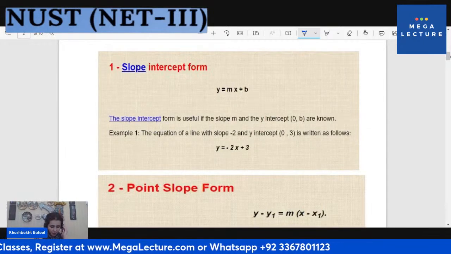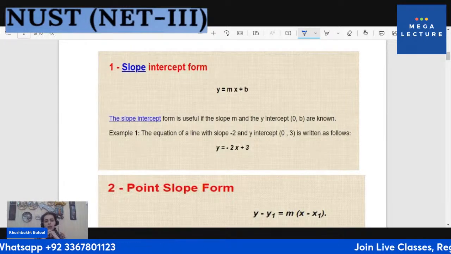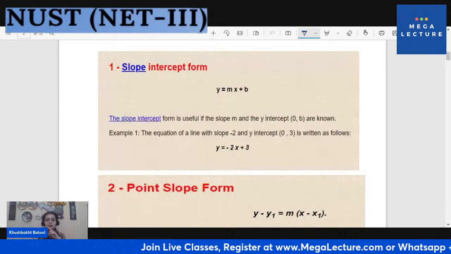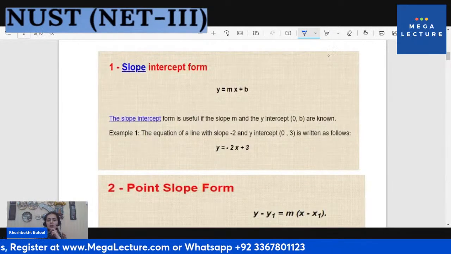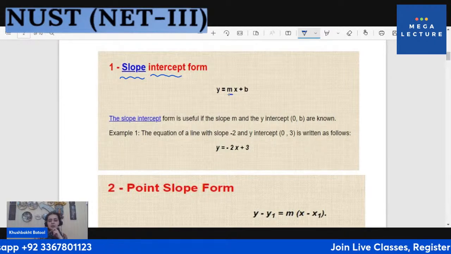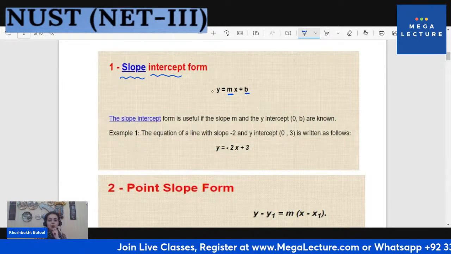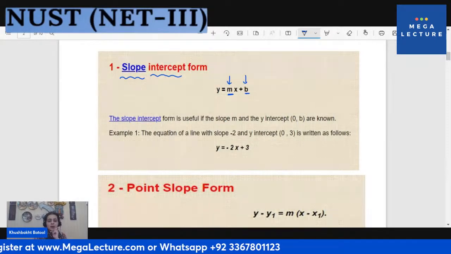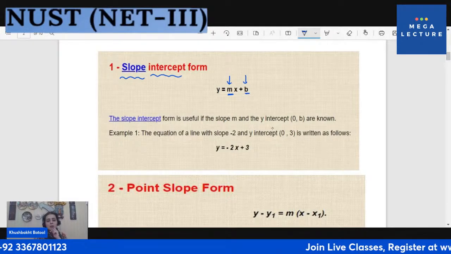Then the next thing which we need to understand in this chapter is how to find the equation of a line. Now, the equation of a line can be of several types. It could be in the slope intercept form, or point slope form. Let's see what is happening in the slope intercept form. This is the slope, this is the intercept. This is your slope gradient, and this is your intercept. This is called the slope intercept form because the slope and the intercept are clearly mentioned. The slope intercept form is useful if the slope m and the y-intercept are known.